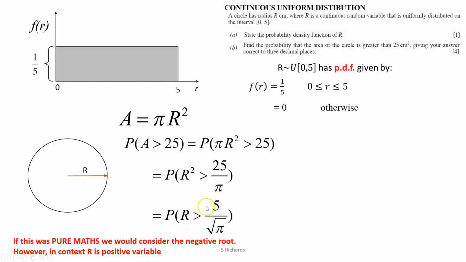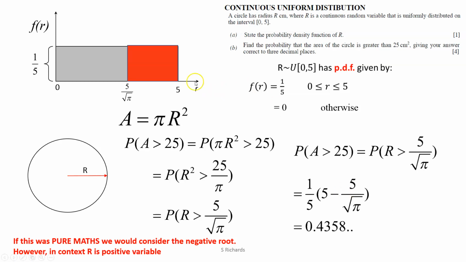Now, to find the probability that r is greater than 5 over root pi, we realize that we can obtain this from the area under the graph between the value of 5 over root pi up to 5. This area is obtained by 5 minus 5 over root pi, that's the length, multiplied by 1/5, and that's the width. Multiplying these together gives us the area of the red section. That's the probability that the area is greater than 25, 0.4358.